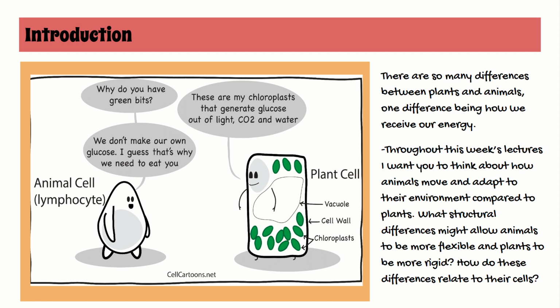Anyways, throughout this week's lecture, I want you to think about how animals move and adapt to their environment compared to plants. What structural differences might allow animals to be more flexible and plants to be more rigid? How do these differences relate to their cells? So I want y'all to think about what structural differences could make animals as a whole move more fluidly than plants can.